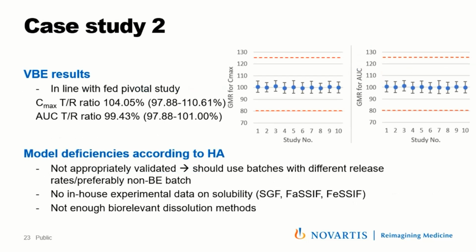There were some model deficiencies identified by the health authority to whom the model was submitted, and some suggestions for improvement are presented. The model was not considered to be properly validated. We should have different batches with different release rates, preferably a batch with a non-bioequivalent result in vivo. Also, in-house experimental determination of solubility in biorelevant media should be performed. Lastly, the dissolution methods were not considered to be biorelevant, and 2-stage dissolution with simulated gastric fluid and FaSSIF was suggested.